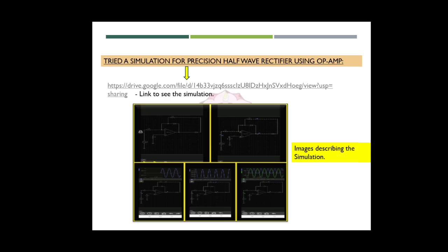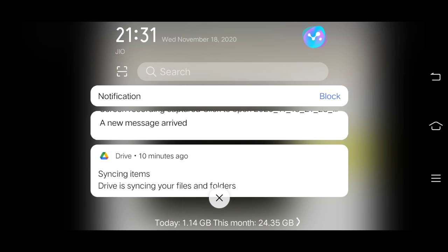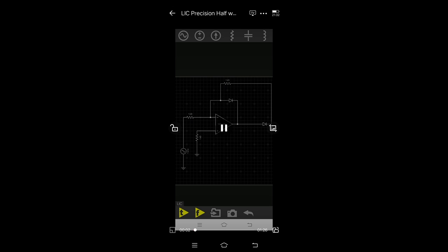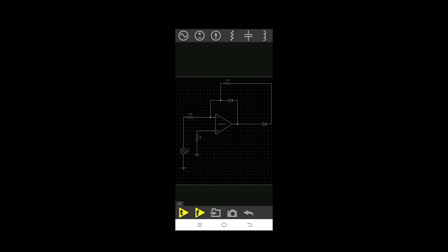Here I tried a simulation for the precision half wave rectifier using the op-amp. The precision half wave rectifier using operational amplifier. Let's see the components identified.